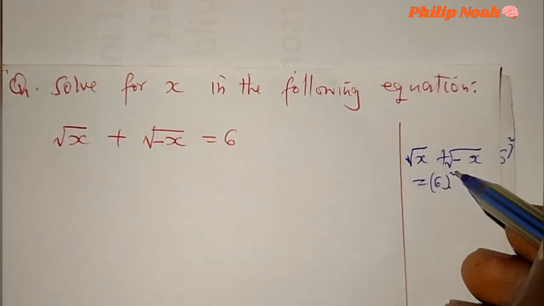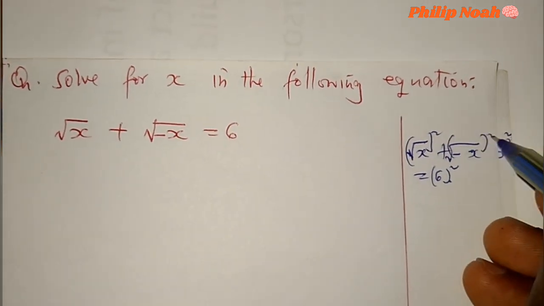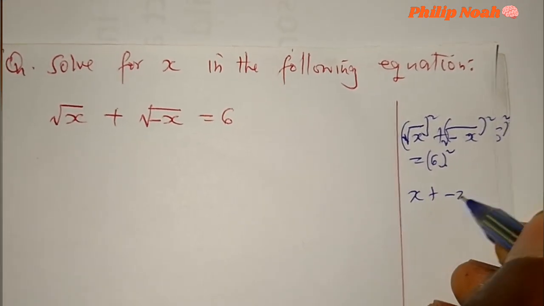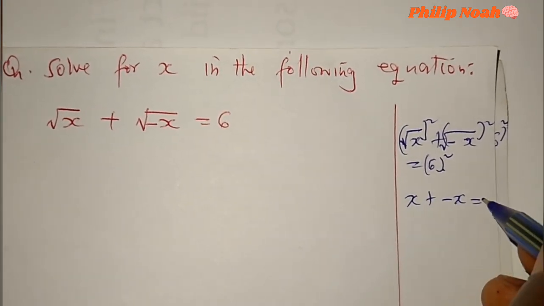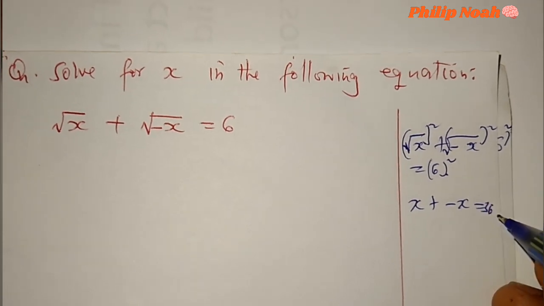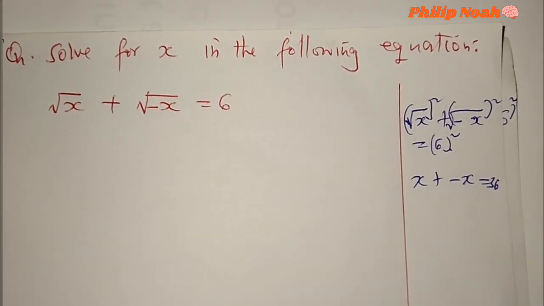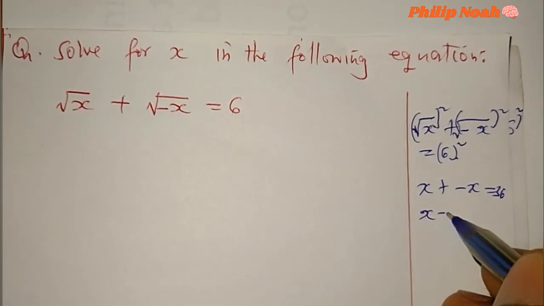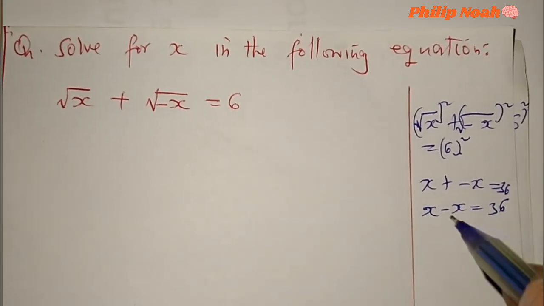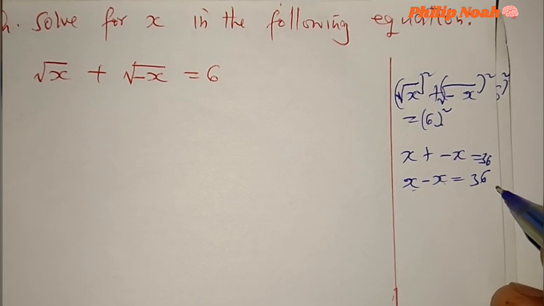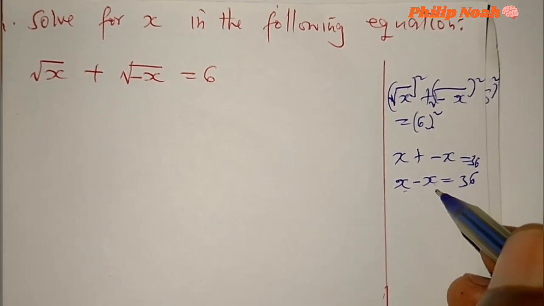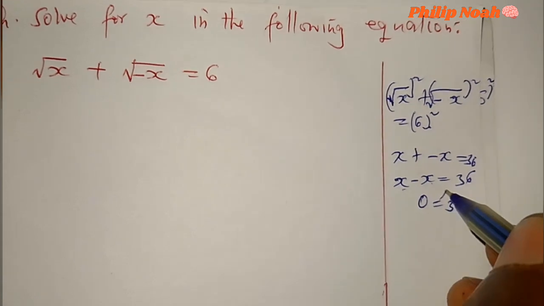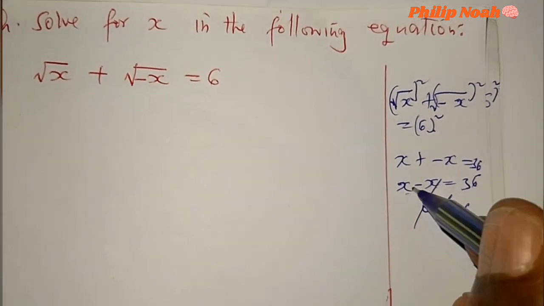So you square each term to remove the square roots, and now you have x plus negative x is equal to 36. So this is x minus x is equal to 36, but x minus x does not give us 36. It gives us 0 is equal to 36, which is not correct. It's not true, so we ignore this.